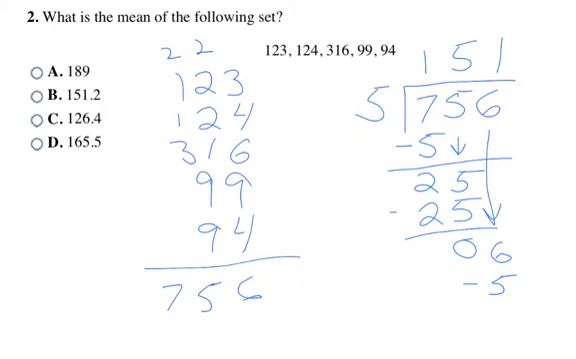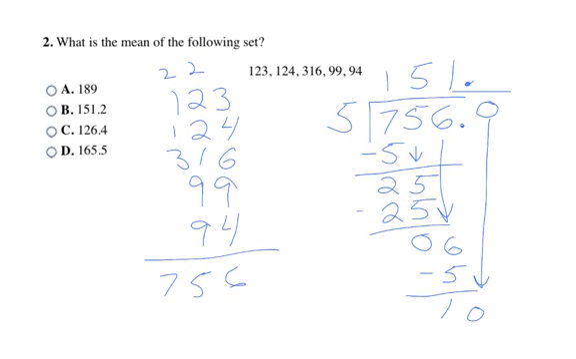I subtract those, and I still have a remainder of 1, so I'm going to try to get it so that I don't have any remainder. So I'm going to add in a decimal, add in the 0, and bring down the 0, and now I have a 10. Well, 5 goes into 10 2 times.